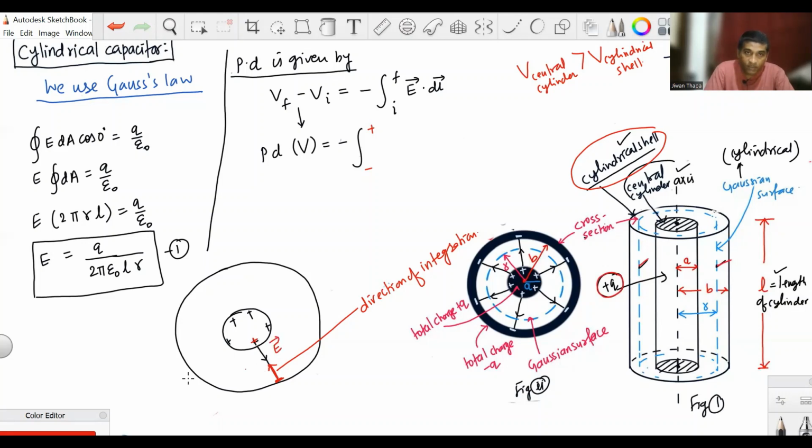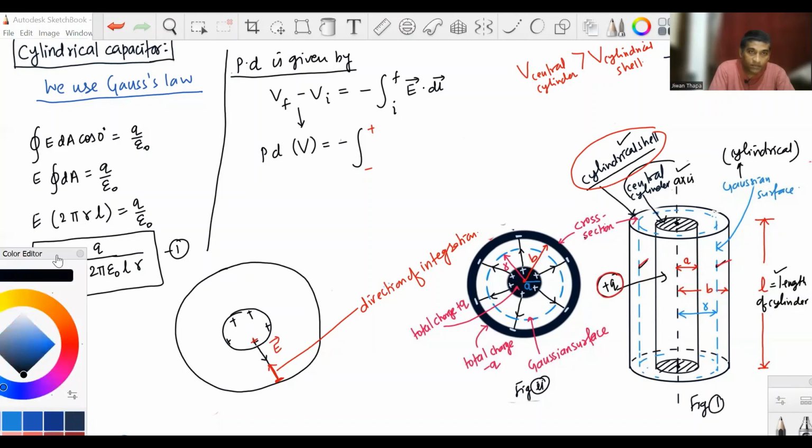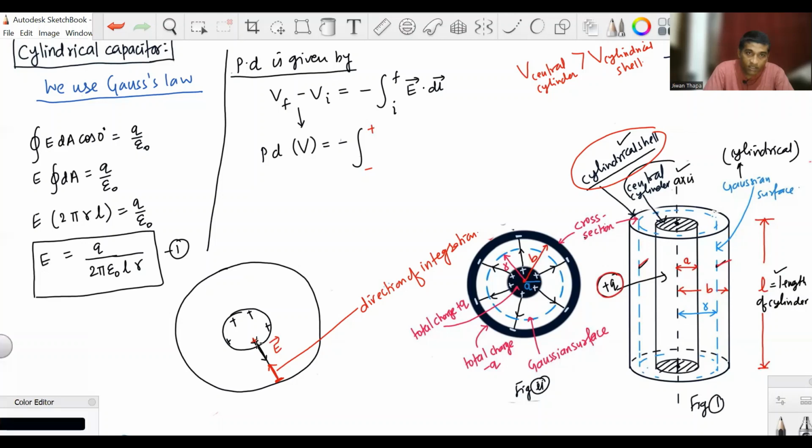Now, since the electric field is directed along this direction, or we can understand it this way: we have positive charge, and the electric field is directed along this direction, and we have negative charge over here. So I'm drawing the negative charge, and we want to integrate along this direction. This is the direction of integration.